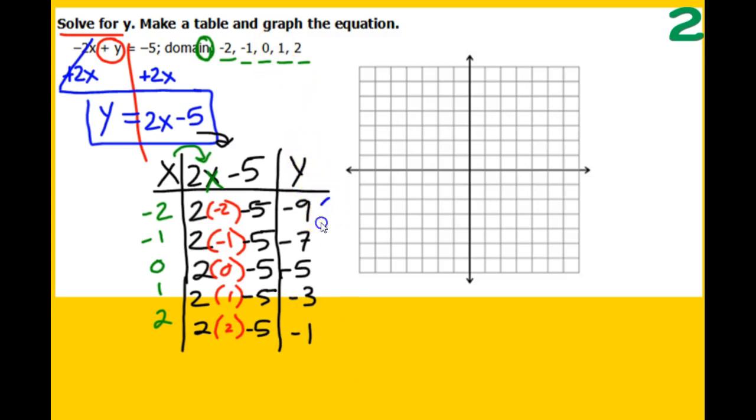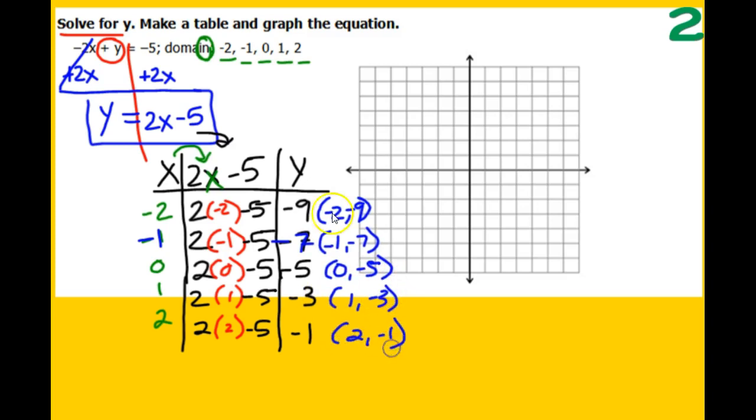So we have our points here, x comma y. X is -2, y is -9. Then we have -1, -7. 0, negative 5. I'm just going to write out all my points. 1, negative 3, 2, negative 1. So this is my x-axis, this is my y-axis, and we're going to plot our points.